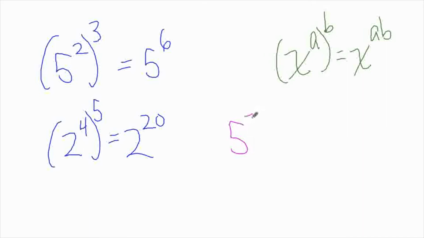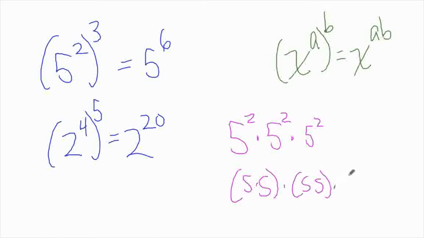That means that we've got 3 5 squareds, right? Okay, well what does each 5 squared mean? Each 5 squared means that you have 2 5s multiplied together. All right, so then ask yourself, how many 5s total do we have? Well, we have, count them, 2 times 3, so that gives 6.